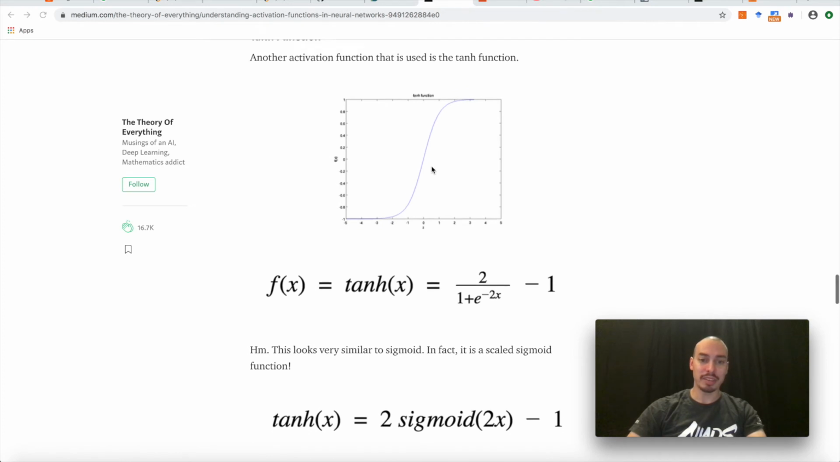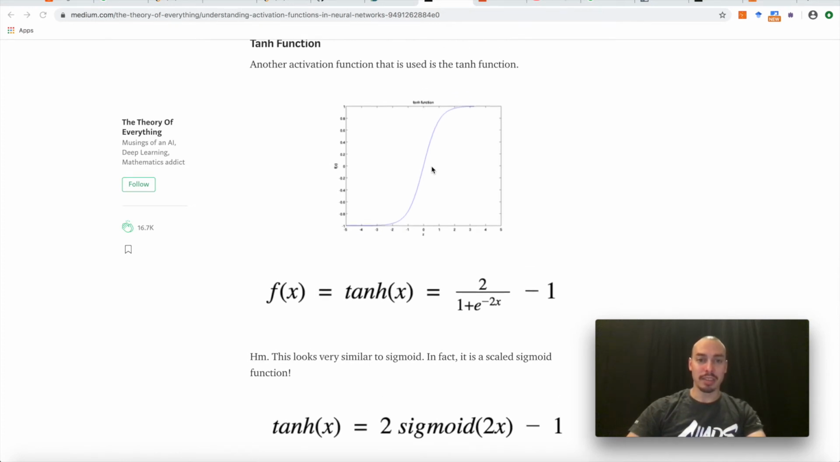Okay, next up is the tanh function, which looks pretty similar to sigmoid and has a specification that looks like this: 2 over 1 plus e to the power of minus 2x.